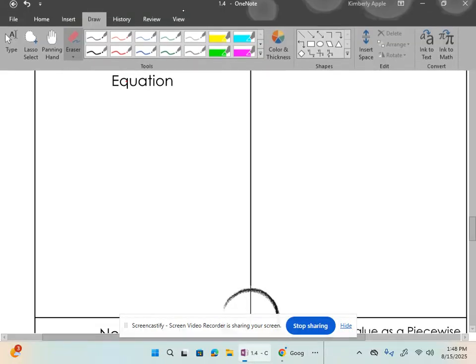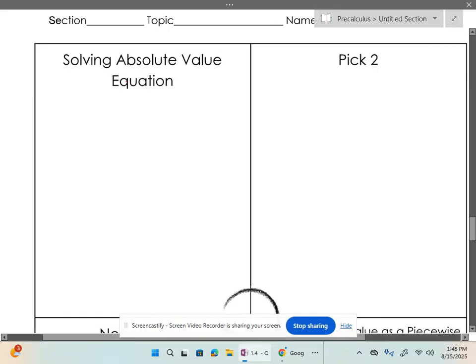All right, guys, I wanted to throw together a quick video to show you solving absolute value equations and writing absolute value as a piecewise function. So the first thing we talked about was solving equations with absolute values. And so if you're given an equation like this, step number one is to isolate the absolute value function.